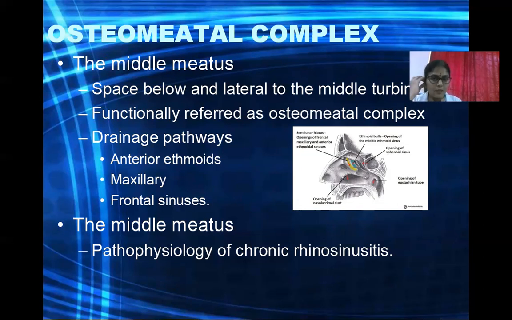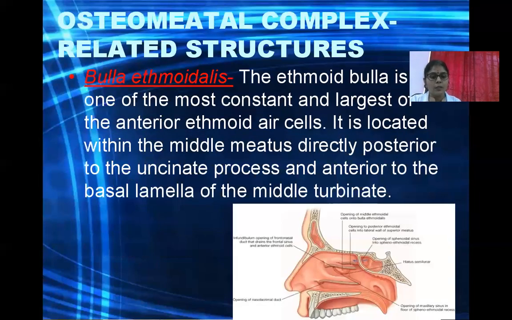The osteomeatal complex is a microarchitectural drainage pathway of major paranasal sinuses, which is bounded by the bulla ethmoidalis, uncinate process, and the infundibulum. So the middle meatus is something very important in the pathophysiology of chronic rhinosinusitis. What is bulla ethmoidalis? Bulla ethmoidalis is one of the largest and the constant anterior ethmoidal cell. It is located within the middle meatus, directly posterior to the uncinate process and anterior to the basal lamella of the middle turbinate.